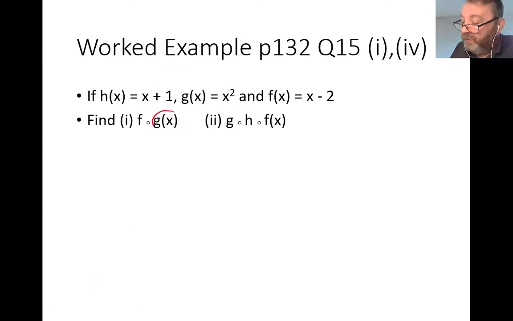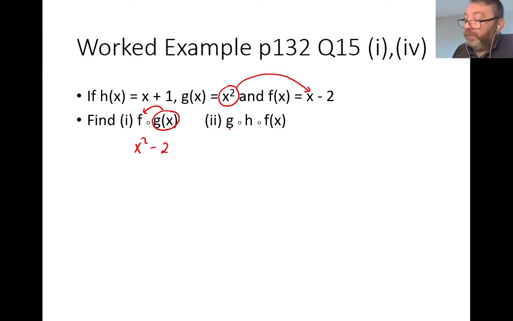So you're going to take g of x back into f, which means taking g into f where x is. Do you see that? So now you're going to put x squared in that position. And what are you going to end up with? X squared minus 2. Okay?